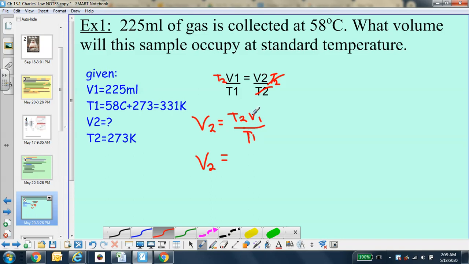And it doesn't matter if you have the V1 listed first and then the T2, or the T2 listed first, then the V1, as long as both of those are on the top in the numerator position, and the T1 is in the denominator position. So T2 is 273 Kelvin. And we're going to multiply that by V1, which is 225 milliliters. And we are dividing by T1, which is 331 Kelvin.